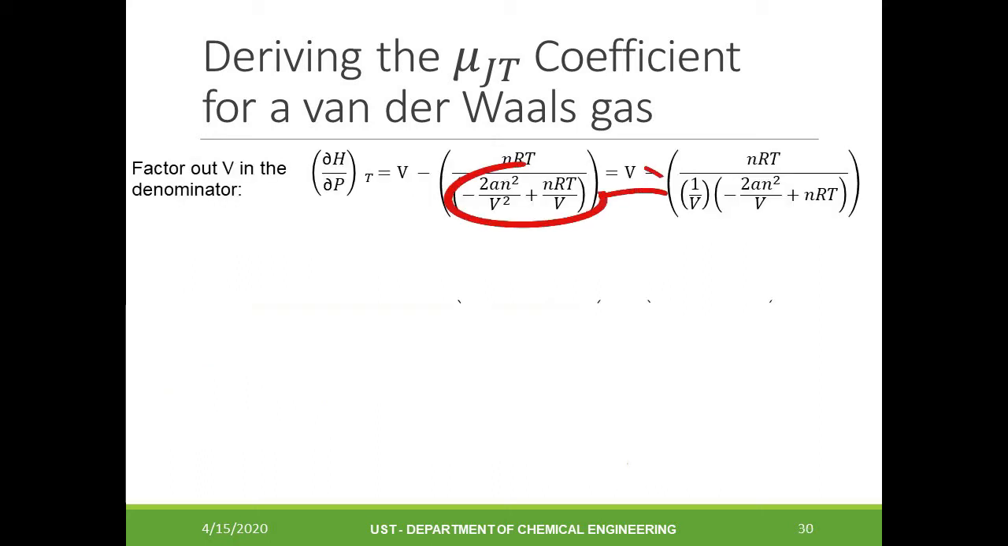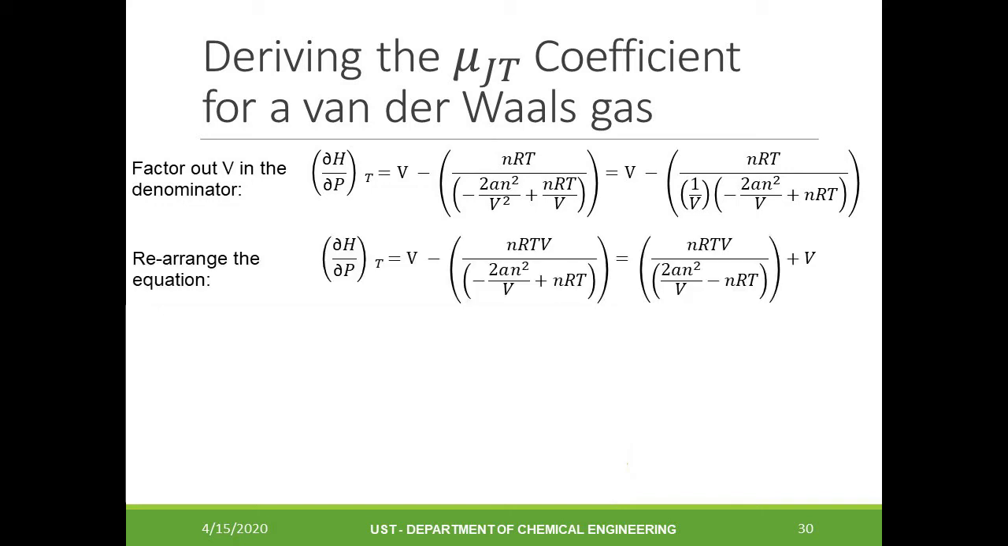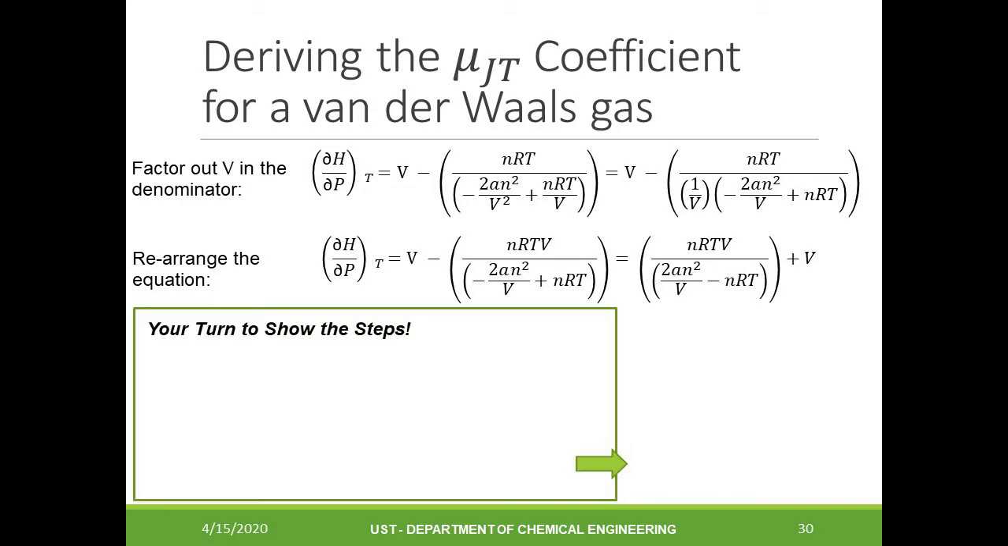We can further simplify this equation if we take out 1 over v in the denominator. Doing this will lead to the following expression. Okay, so it's your turn to show how I was able to simplify this equation into the following expression. We'll start with this in the next slide.